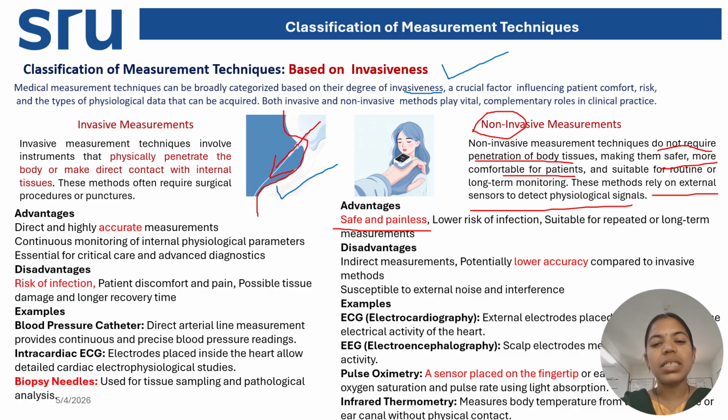Next one is the pulse oximeter, a sensor placed on the fingertip. It will collect the information about the oxygenated and deoxygenated blood. Next one, infrared thermometer. So body temperature can be measured with the help of the infrared thermometer. These are the classifications based on the invasiveness.